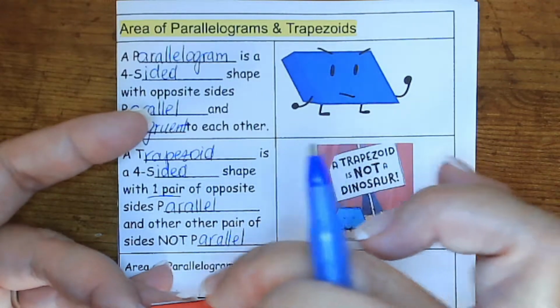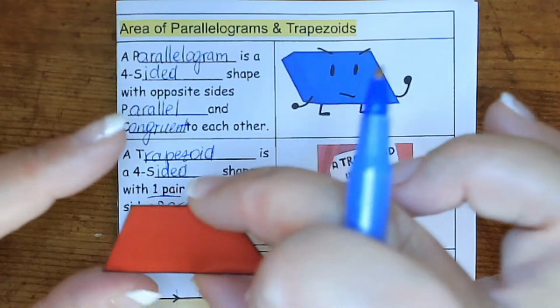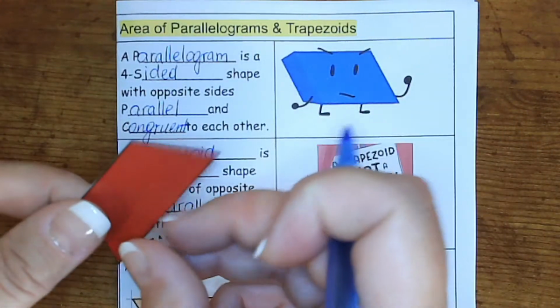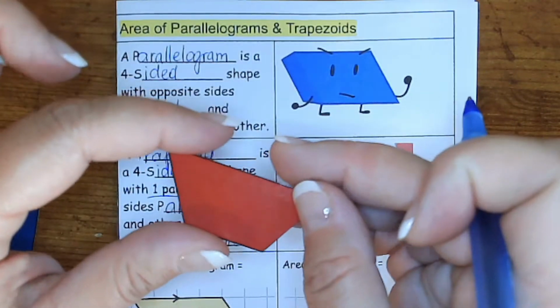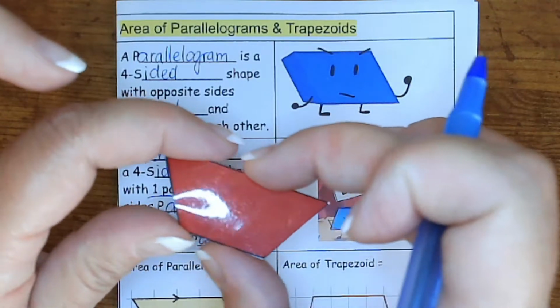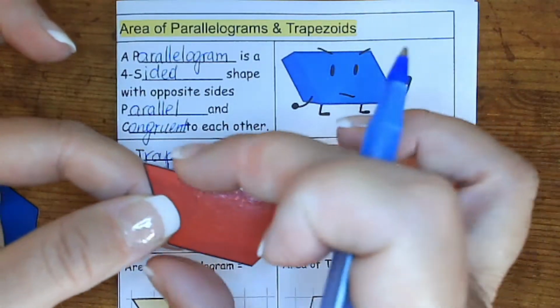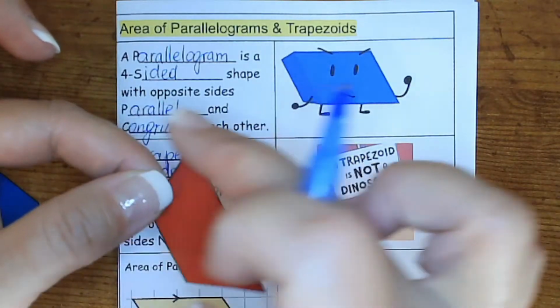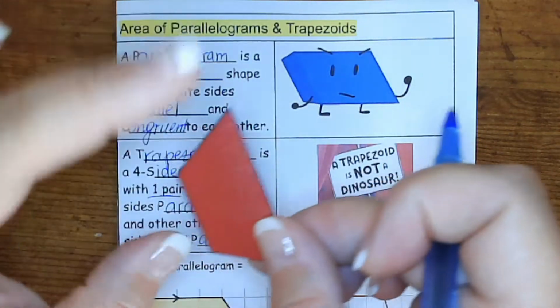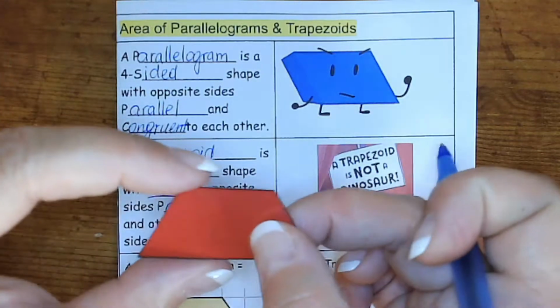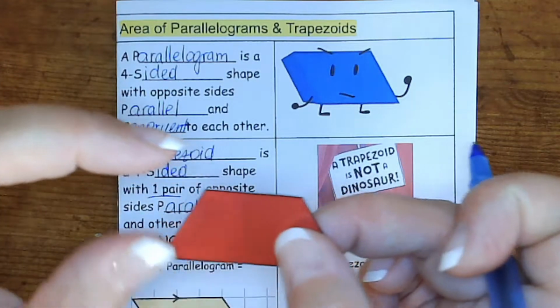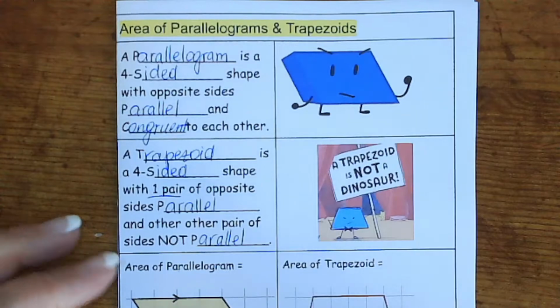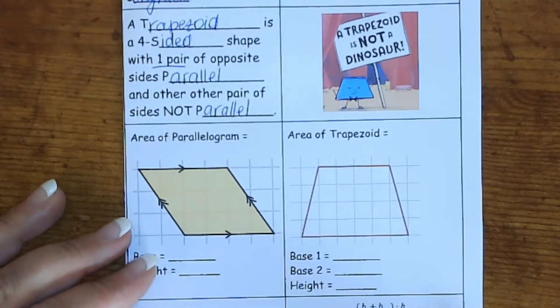Those parallel sides will be called bases. So every trapezoid, no matter how it's turned, has one pair of parallel sides, and those are going to be called bases. Base 1 and base 2, or base 2 and base 1, which is which doesn't matter. They'll just be called bases. The parallel sides of the trapezoid will be called bases. That's important for the area formula.